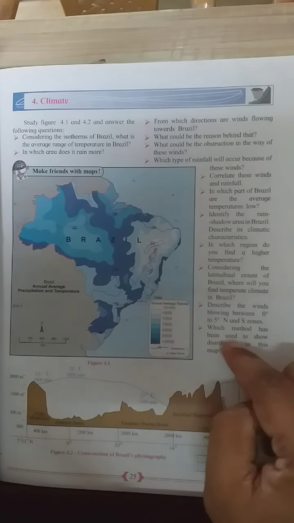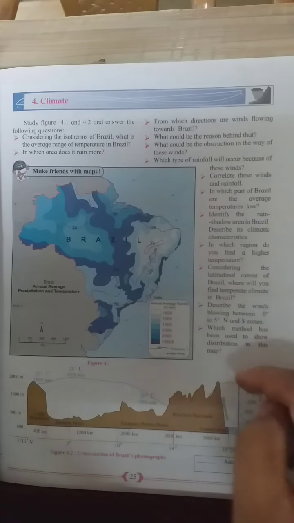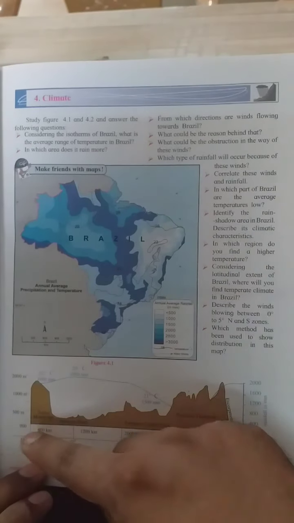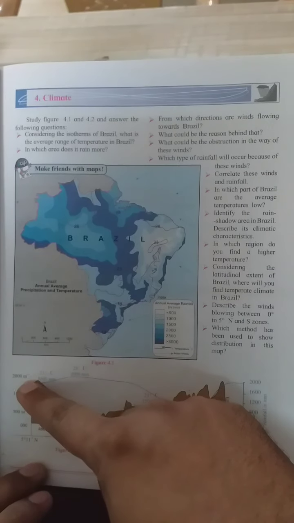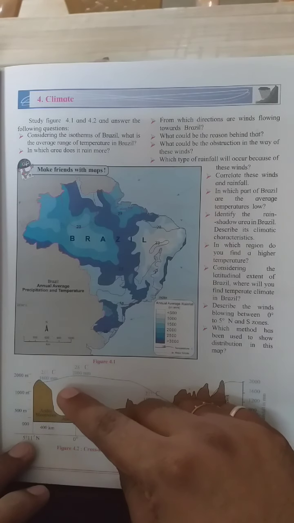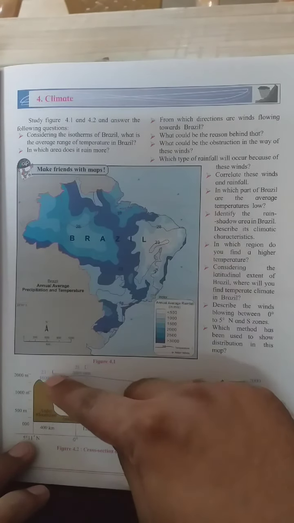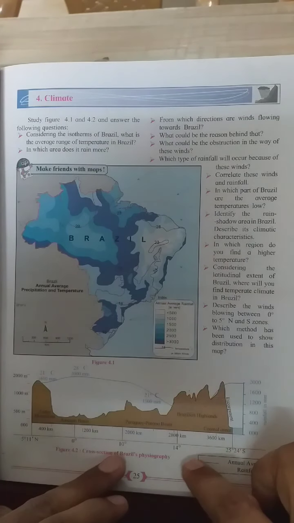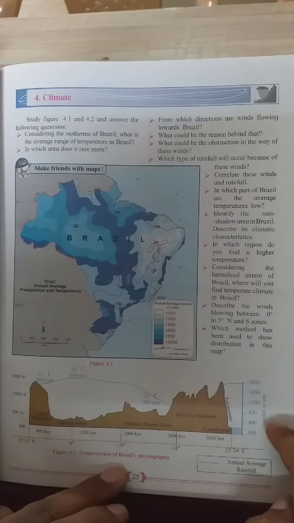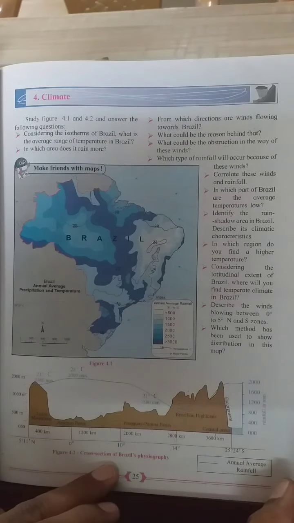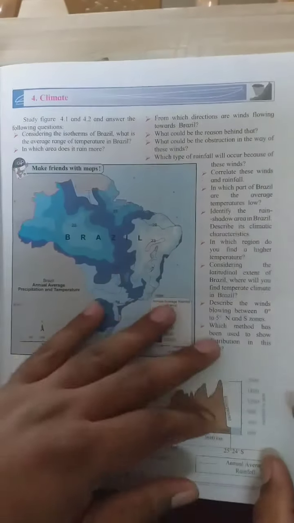Which method has been used to show distribution in this map? You can see in the 4.2 section. 500 ml, 1000 meter, and then 2000 meter, 1600 millimeters, 2000 millimeters, 20 degrees Celsius. Okay, this is what is given. Rainfall in millimeters, annual average rainfall. Cross section of Brazil physiography is mentioned over there. Based on this, you have to give the answer.